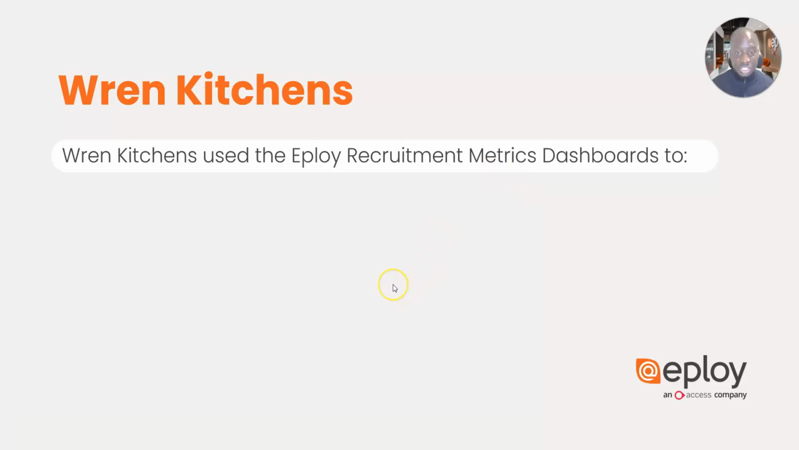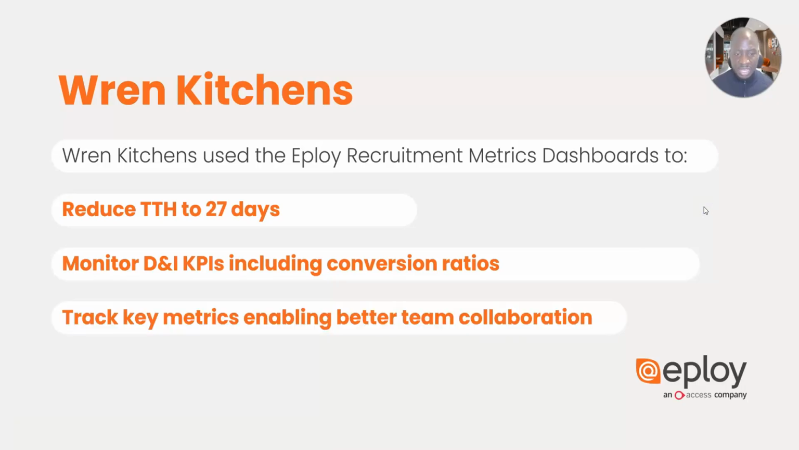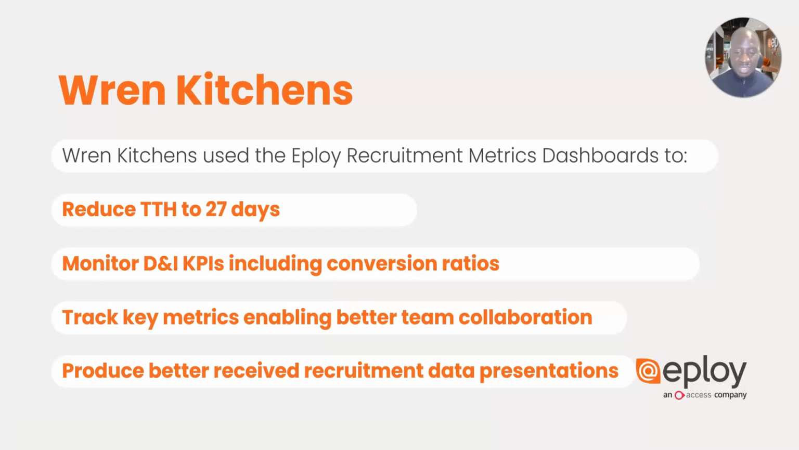So Wren Kitchens used the Eploy recruitment metrics dashboards to reduce time to hire by 27 days, monitor D&I KPIs, including conversion ratios from those different groups, to track key metrics enabling better team collaboration, and produce better received recruitment data presentations. All of this functionality sits within Eploy, and hopefully we'll be able to let you benefit from its usage.